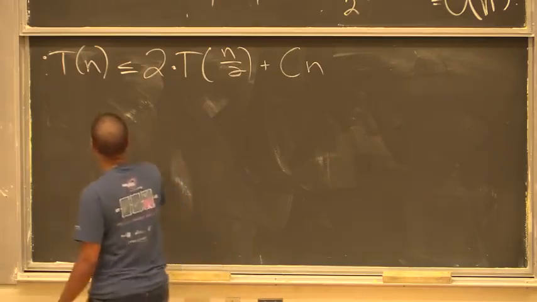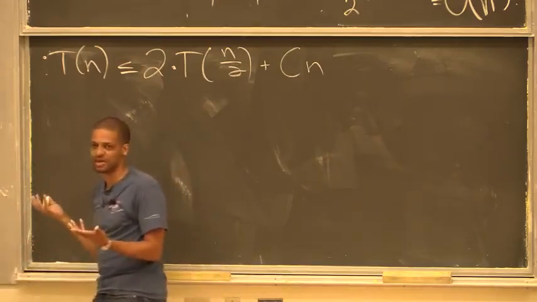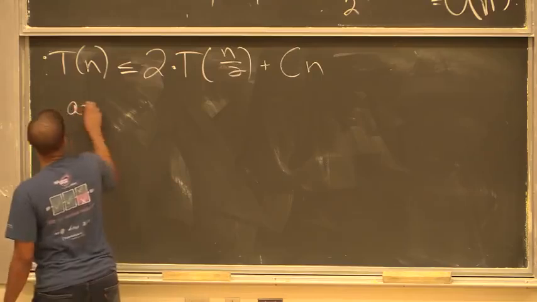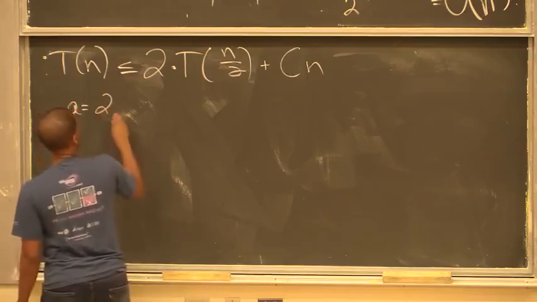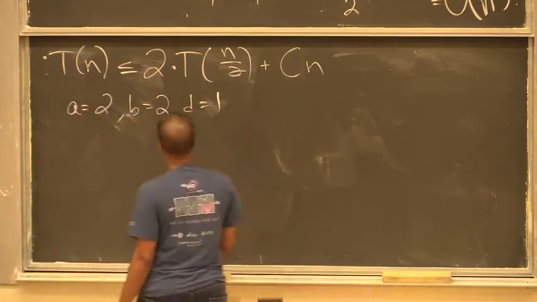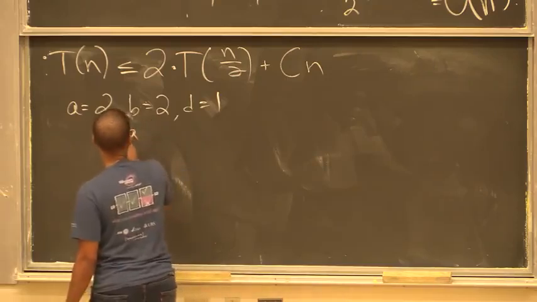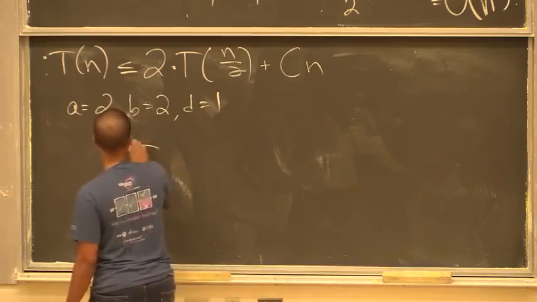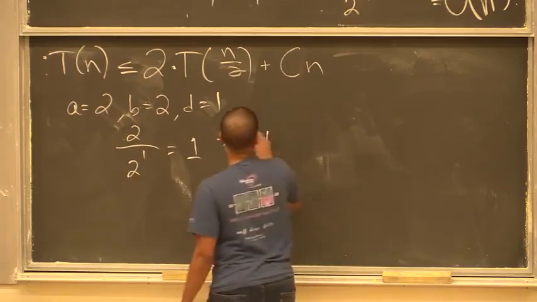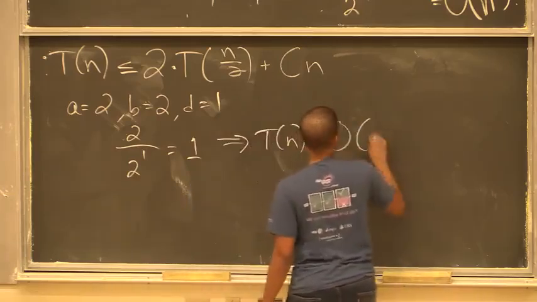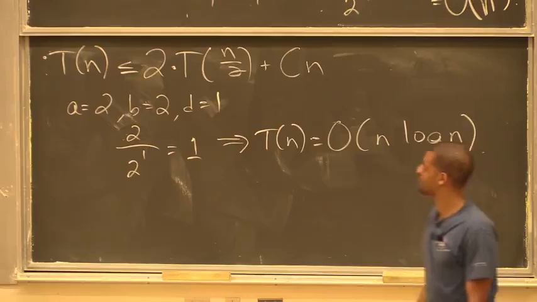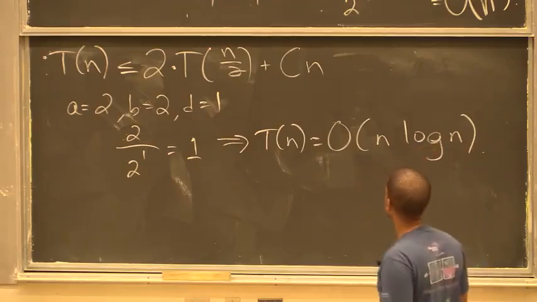So this is the exact same recurrence as Karatsuba, by the way. Right? No, it's not. What am I saying? No, that was 3. A is equal to 2, B is equal to 2, and D is equal to 1. So we look at A over B to the D. 2 over 2 to the 1 is equal to 1. So this is the middle case. This implies that T of n is equal to O of n log n. Right? N to the D times log n. D is 1. Okay?